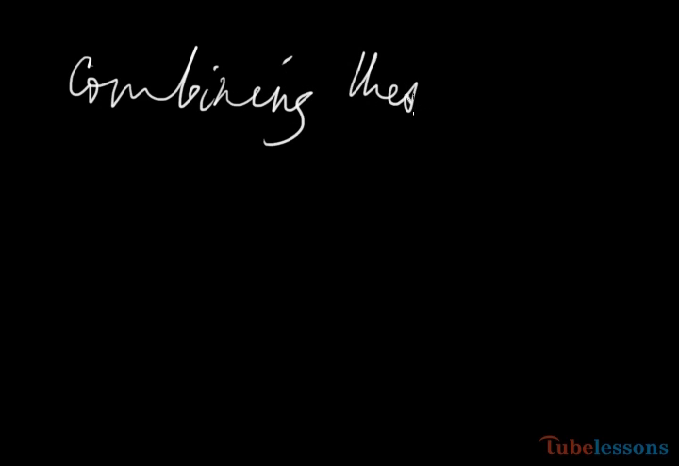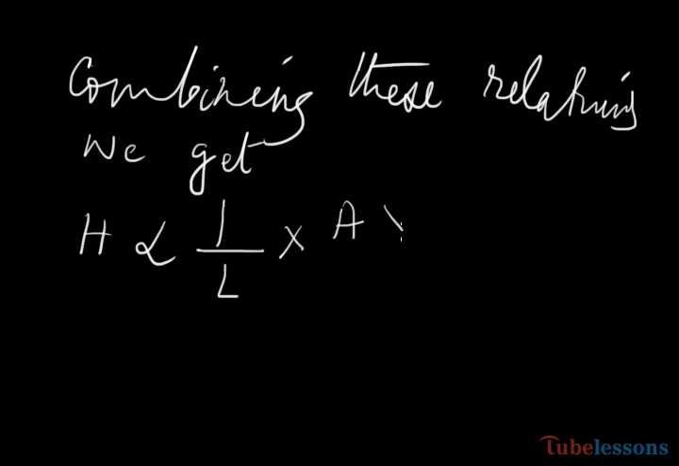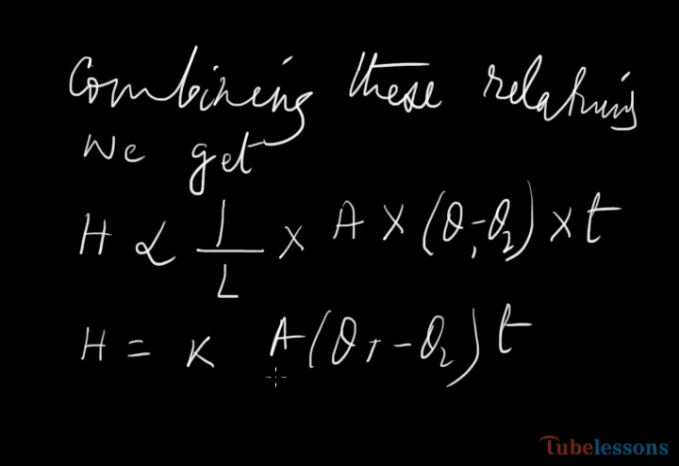Now, by combining these four relations, we get H proportional to 1 by L into A into theta 1 minus theta 2 into T. So H equal to K into A into theta 1 minus theta 2 into T by L.